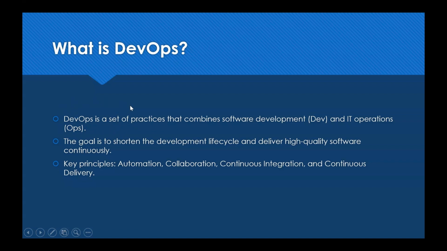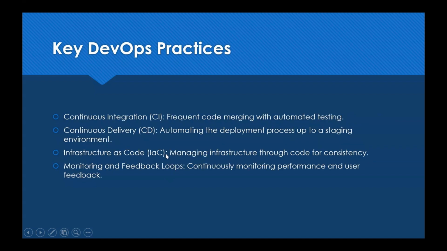The goal is to shorten the development life cycle and deliver high quality software continuously with DevOps, because here everything we are using automation and pipelines. Key principles in DevOps: automation, collaboration, continuous integration, and continuous delivery, which I already have explained all of these in detail in my previous video about DevOps.